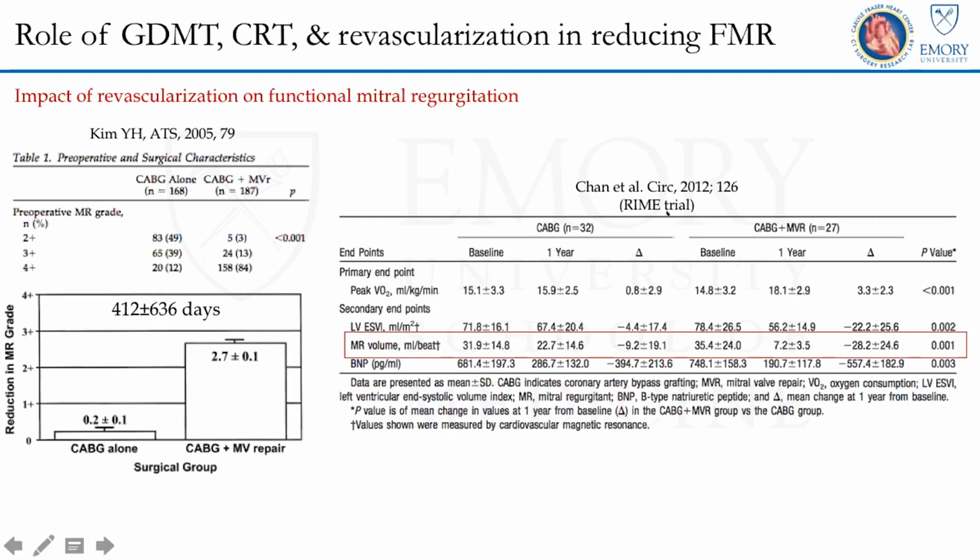Subsequently, there was the RHYME trial, which was performed in Europe, where they looked at a similar population, which is CABG and CABG plus MVR. And what they found is that mitral regurgitation persisted in these patients with coronary artery bypass grafting alone, but not the ones with mitral repair.